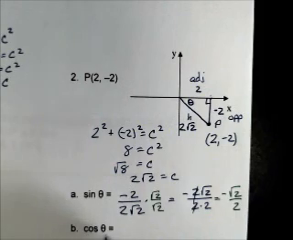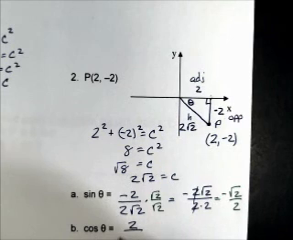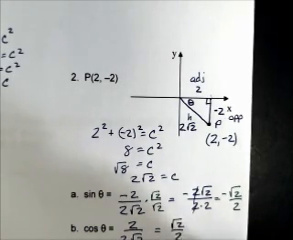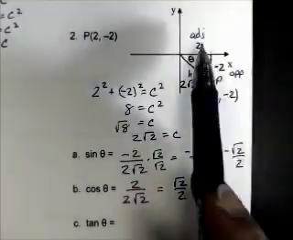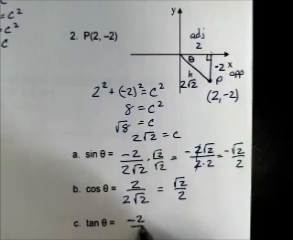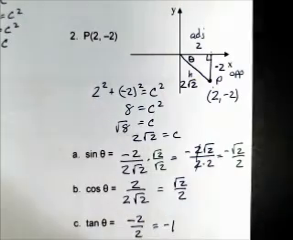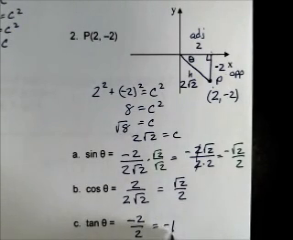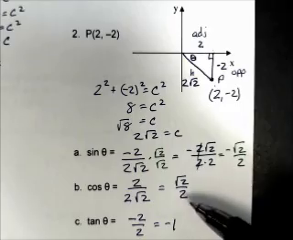Cosine of theta is adjacent over hypotenuse. Adjacent is positive 2 over hypotenuse 2 square root of 2. And this would simply be positive square root of 2 over 2. And the tangent of theta, opposite over adjacent, negative 2 over 2, which is equivalent to negative 1. And this point was in quadrant 4, where tangent is negative. Remember, all students take chemistry, so in quadrant 4 only cosine is positive.